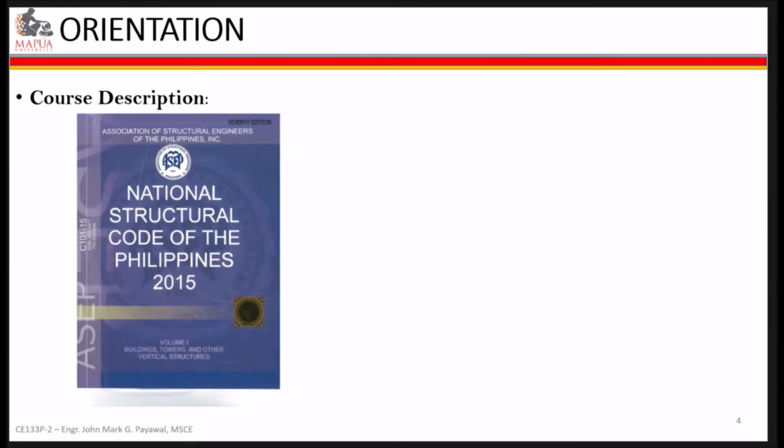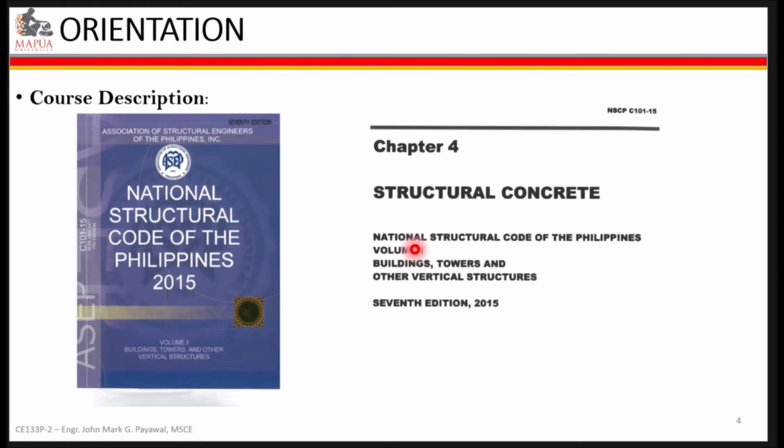There are times wherein your lectures will have citations from the NSCP. The NSCP is the Bible for civil engineers because this is what we follow. This is what we should abide by in designing and investigating our structures. So we will be using the latest edition, which is the 7th edition. This is NSCP 2015.